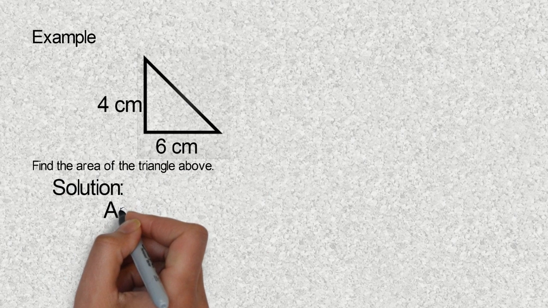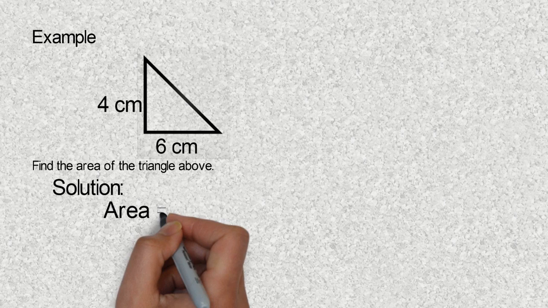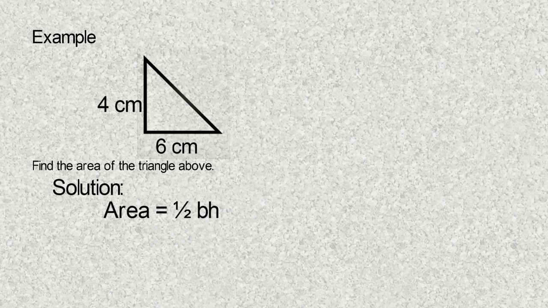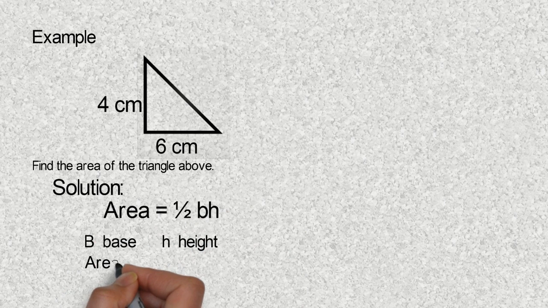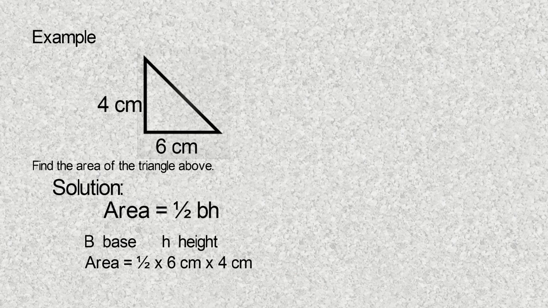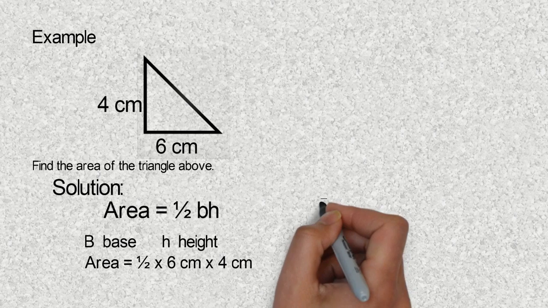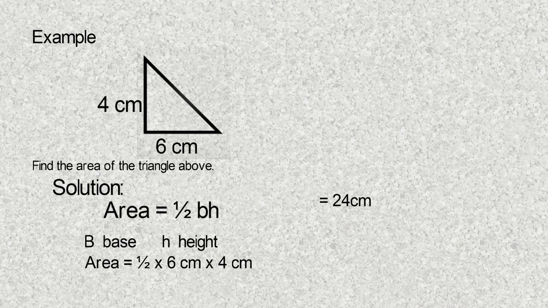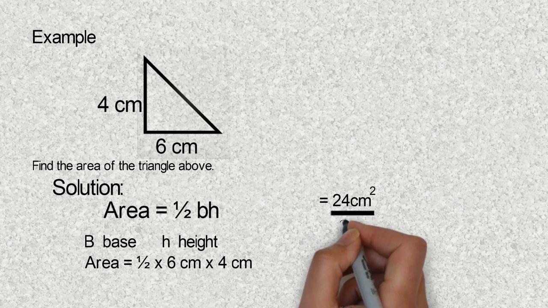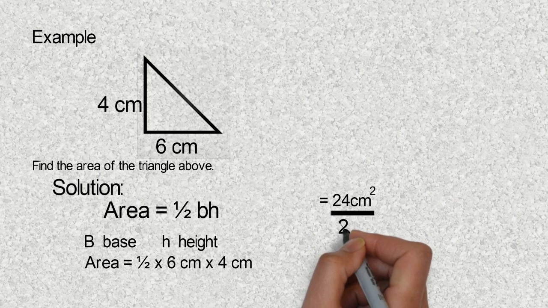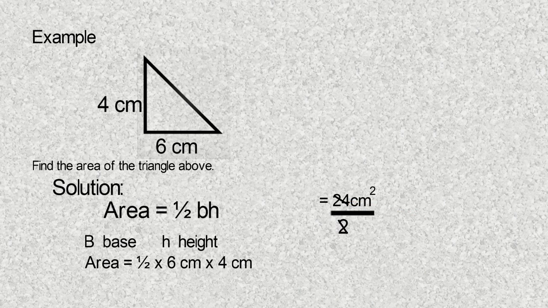Solution. The formula gives half base times height. So when I said our B is base, our H is height. So we have it to be 1 over 2 times our, what was our B? Our base is 6 centimeter and our height is 4 centimeter. So I have 1 over 2 times 6 centimeter times 4 centimeter. So here I have 6 times 4 will give 24 centimeters squared all over 2. So if I divide 2 here, 1, 2 in 24 will give me 12. So I have my answer to be 12 centimeter squared.